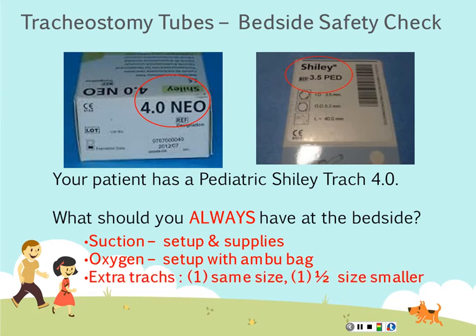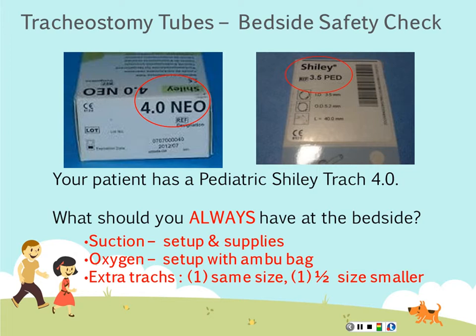And then the last 2 things, you want to make sure that you have extra tracheostomy tubes, those spare tubes. You want to have one spare tube that is the same size as the patient and one that is a half size smaller. So if you have a patient with a pediatric Shiley trach that is a size 4.0, you want to make sure that you have an extra spare trach that is a size 4 PD Shiley and an extra spare trach that is a size 3.5 PD Shiley.